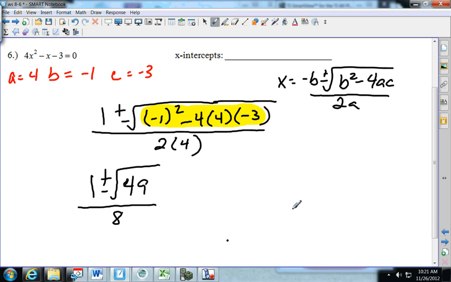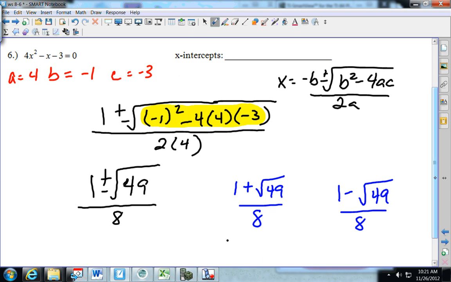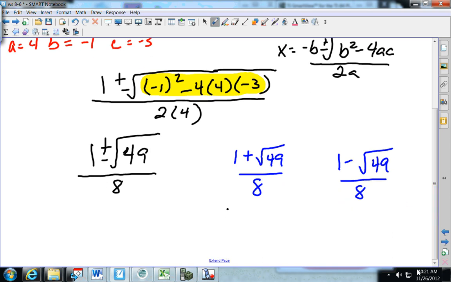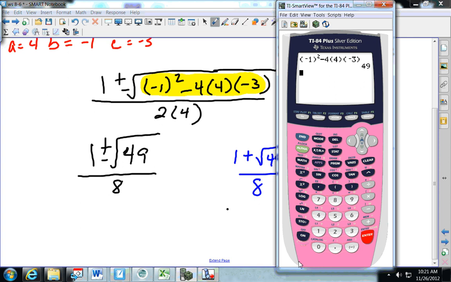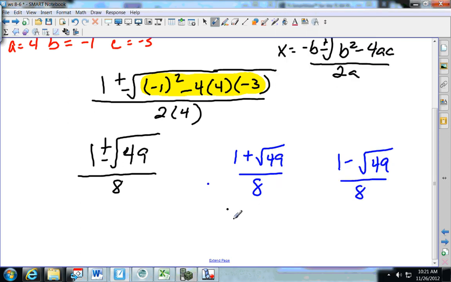Now, my two roots I'm going to be looking for are 1 plus the square root of 49 divided by 8, and 1 minus the square root of 49 divided by 8. Okay, let's see what those are. 1 plus square root of 49, enter, gives you 8. Divided by 8, one of your solutions is 1. So this right here, x equals 1. So one of them is going to be 1, 0.